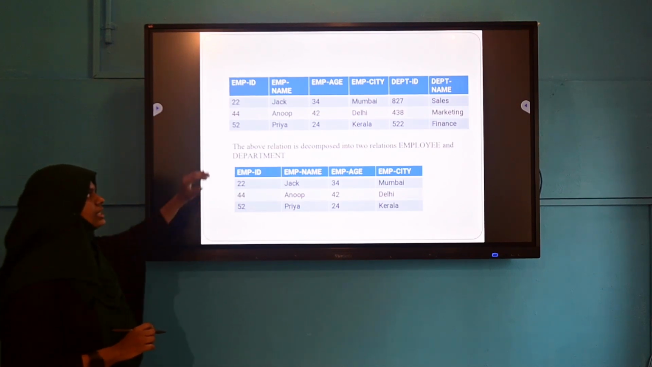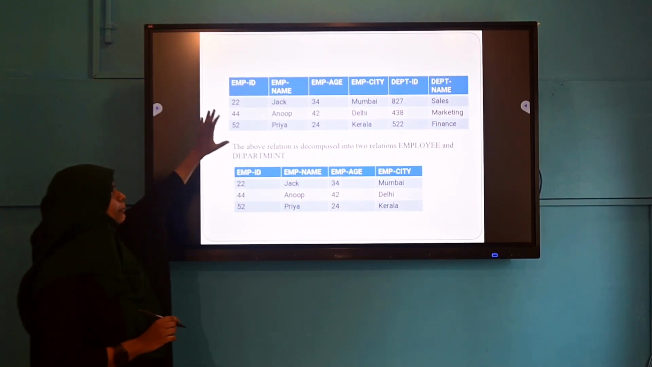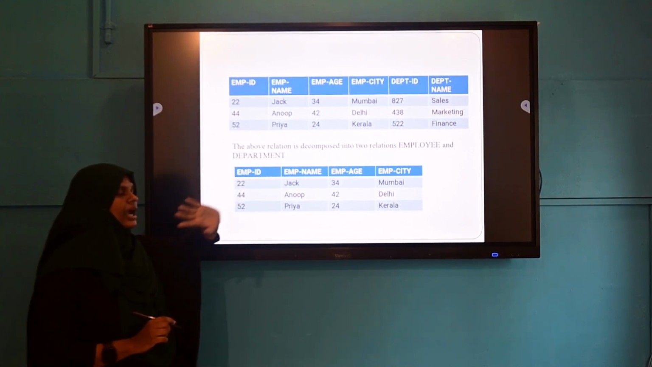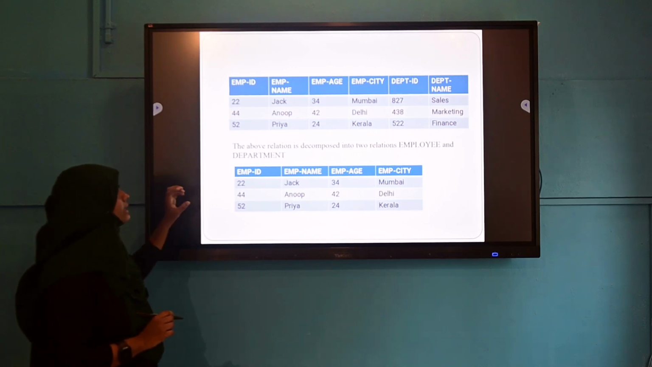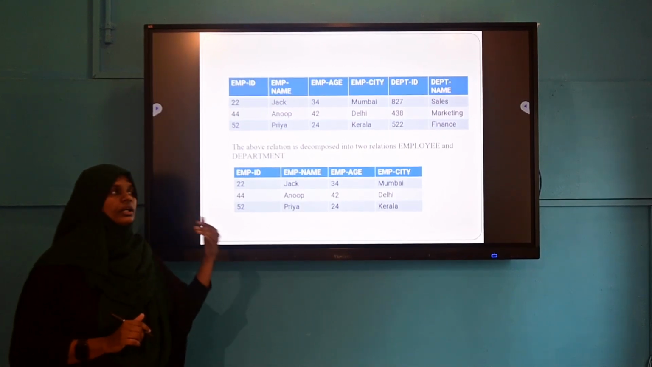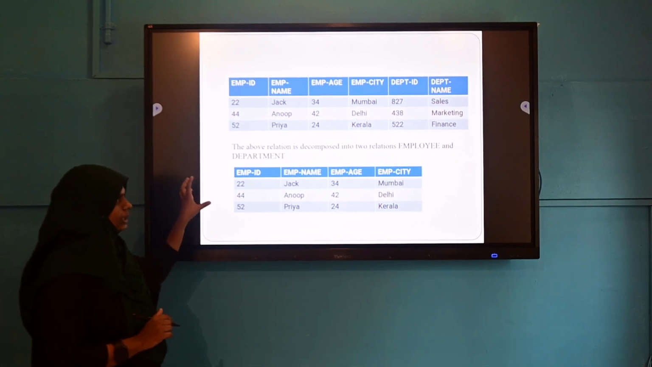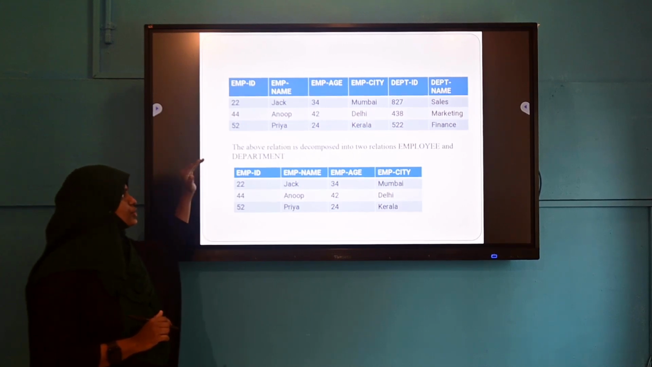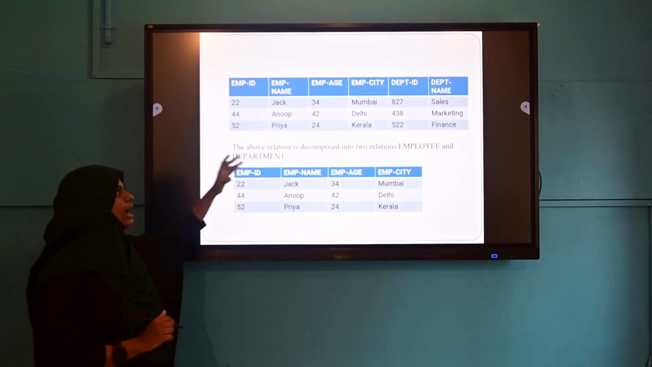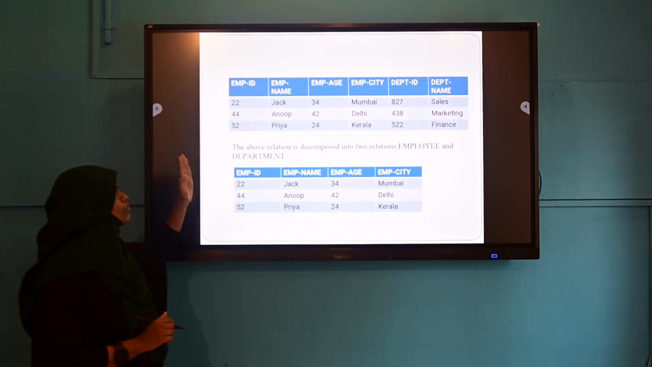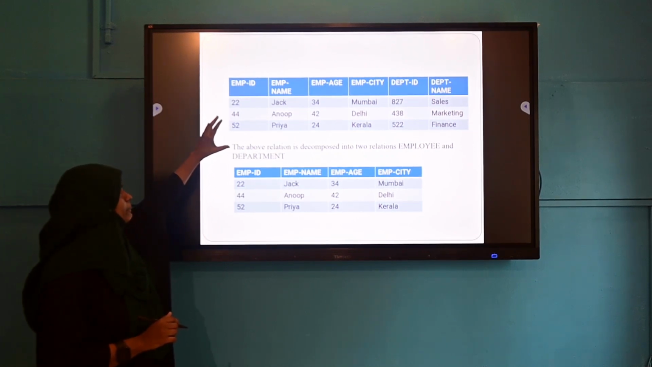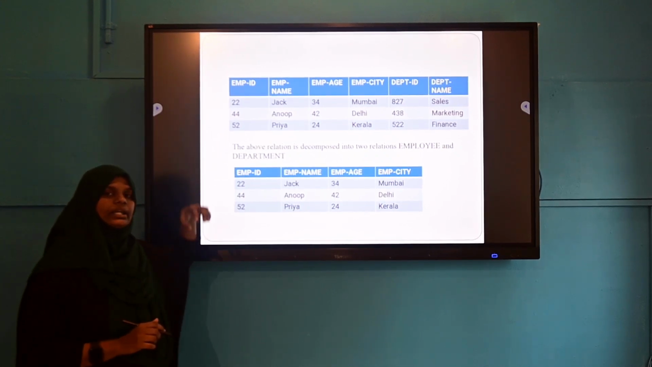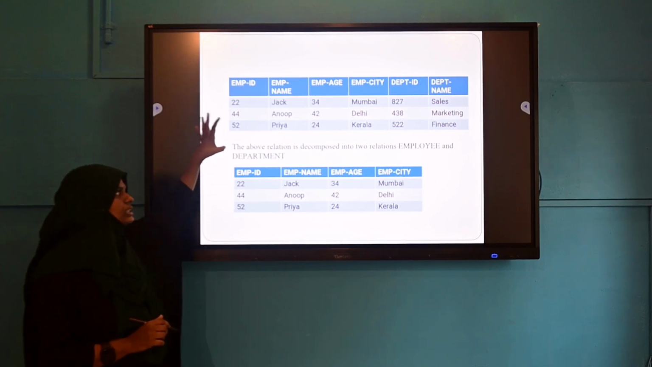Here we have a table having 6 columns or 6 attributes: employee ID, employee name, employee age, employee city, department ID and department name. The table contains the information about employees and their departments. So this is a larger table and we have to decompose this table into two, an employee table and a department table. By combining those two tables, we should get all this information.